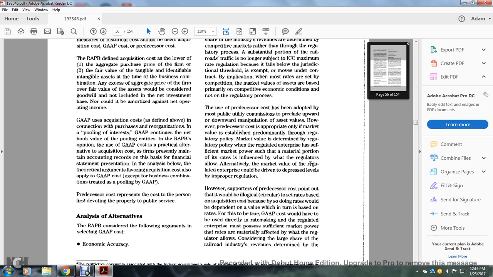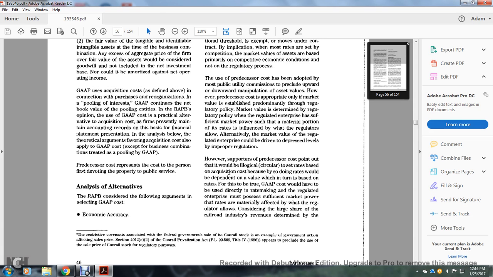Alternatively, the market value of the regulated enterprise can be driven to depressed levels by improper regulation. However, the supporters of the predecessor cost point out it would be illogical or circular to set the rates based on the acquisition cost base. In so doing, the rates would not be independent of the value, which is determined based on the rates. For those of the true, the government accounting auditing principle cost would be used, making the regulated enterprise most efficient for market power.